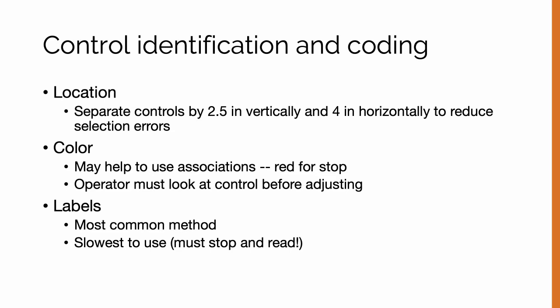It's probably worth mentioning that although labels are used quite a bit, they're probably the slowest for people to kind of grasp. We have to stop and read those things. And even when it's just a short label, still reading it often takes more time than detecting its color or its shape or its location.